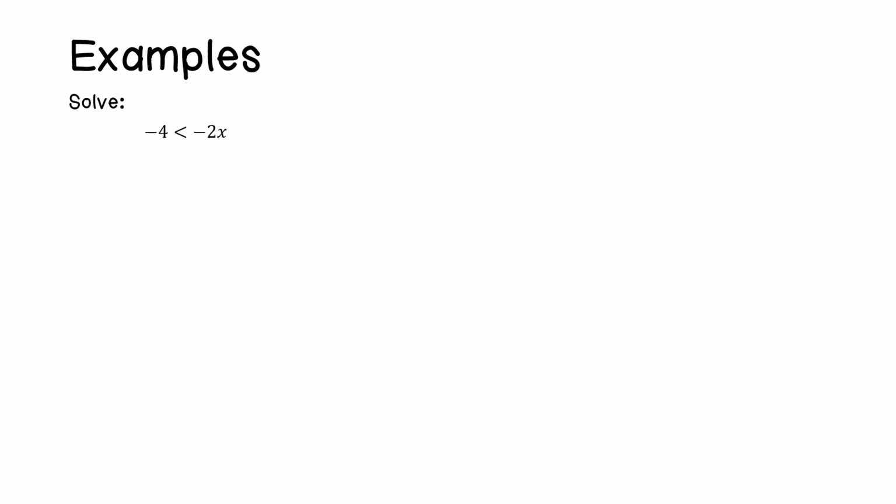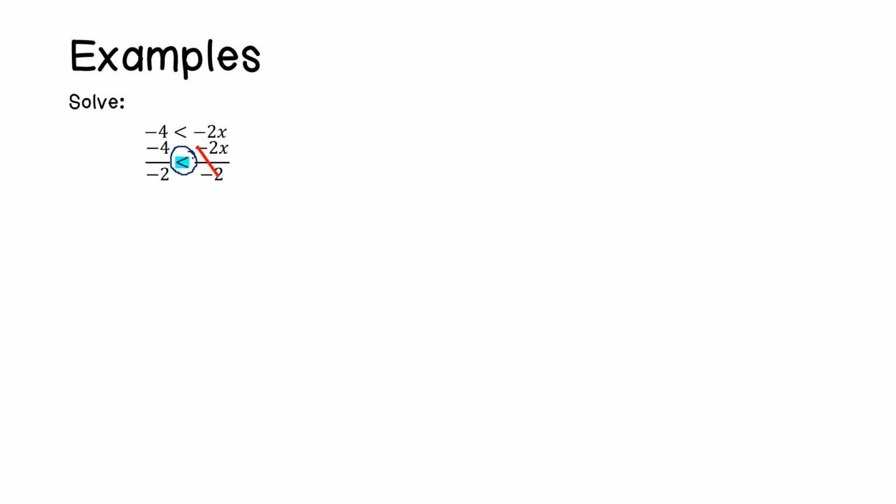All right, let's try negative 4 is less than negative 2x. How do I get my x alone? I need to get rid of the coefficient there, so I'm going to divide both sides by negative 2. But because I'm dividing both sides by a negative, I have to remember to flip my inequality. So I always circle the inequality when I'm multiplying or dividing by a negative number, so I remember to flip it. It's like a visual cue.